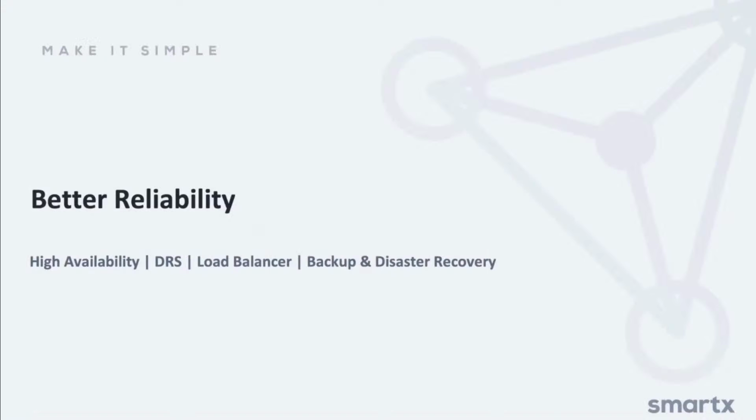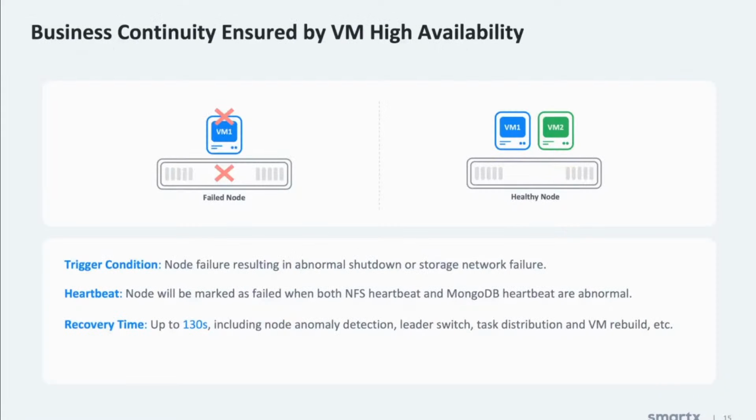Next, let's talk about higher reliability. Firstly, we have optimized one of the most critical virtualization features, VMHA, reducing its completion time by 50 seconds. In case of a physical host failure, we can now rebuild the virtual machine on a healthy host in just 130 seconds.